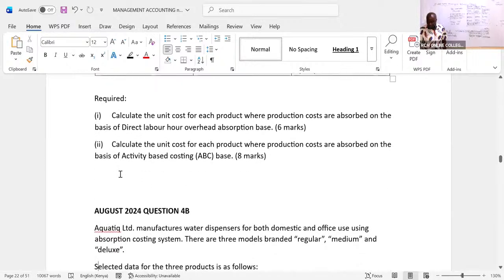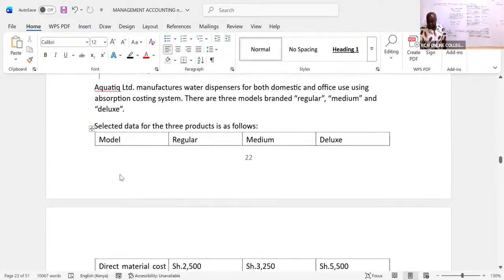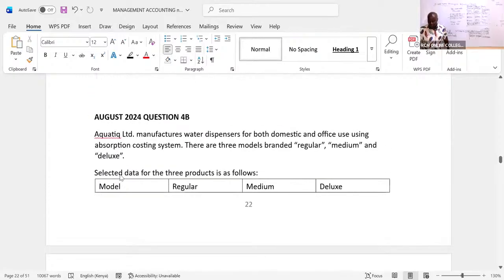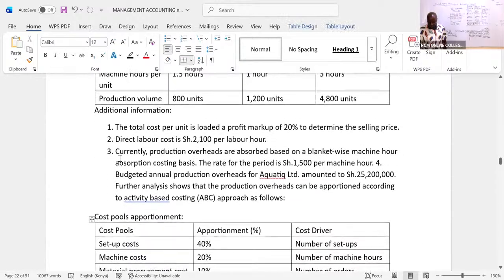Yeah. So then the homework I'm giving you is August 2024, question number 4, the question of Aquatic. Please finish doing that question. And then ensure that you are posting your answer on WhatsApp.